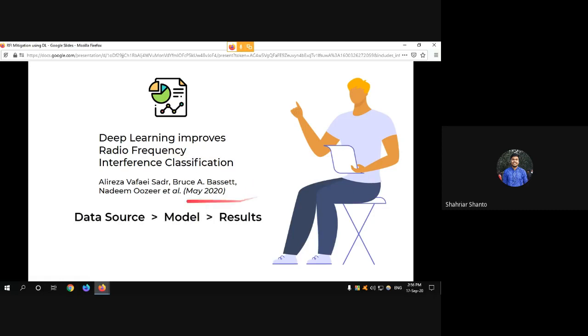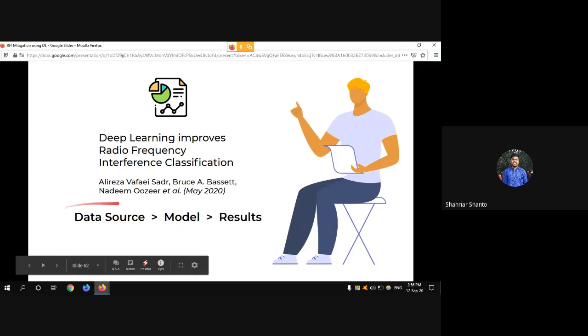Okay, so what the paper actually did, same as any machine learning work, is collect some data from some sources, build a model, train the model, and compare the results.